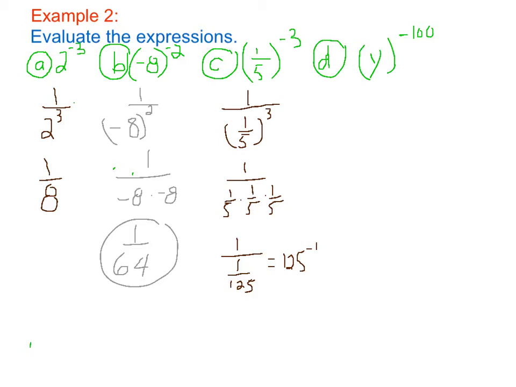This also applies when you have a variable. So in part D here, y to the -100th means we have 1 over y to the +100th.